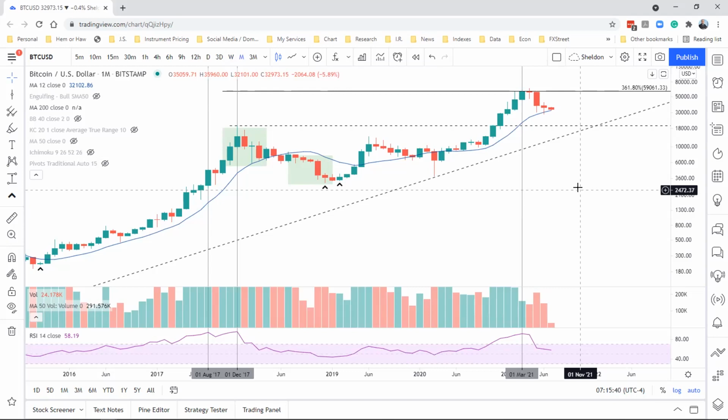If these moving averages break, based on the RSI and the type of declines that follow, it could get significant. Yeah, interesting observation.